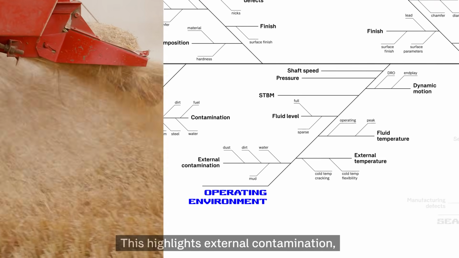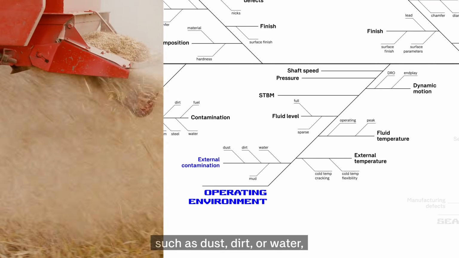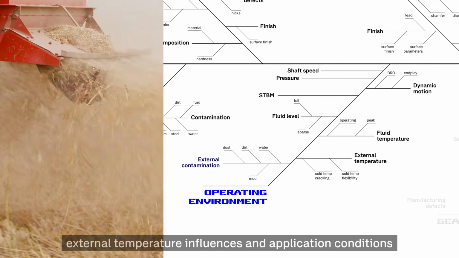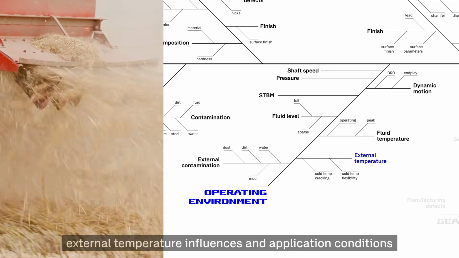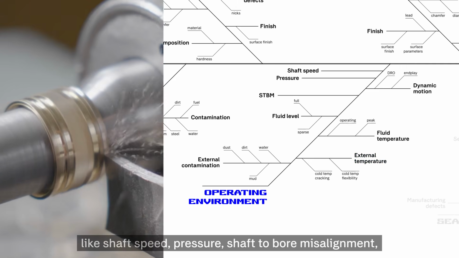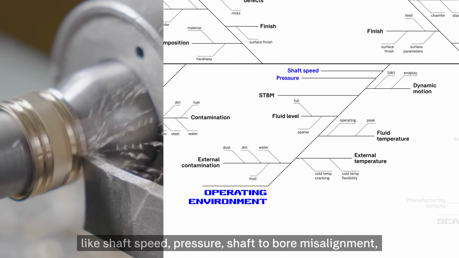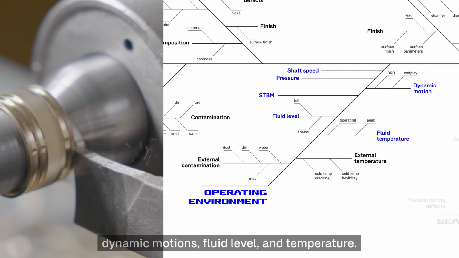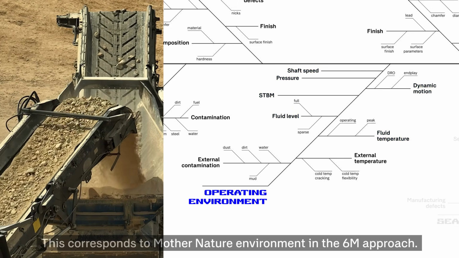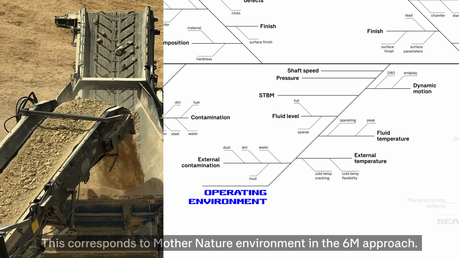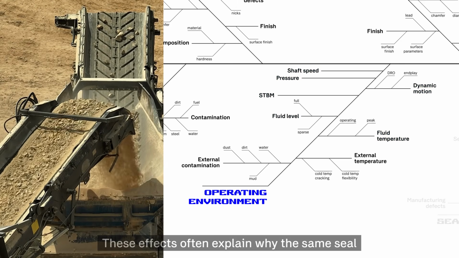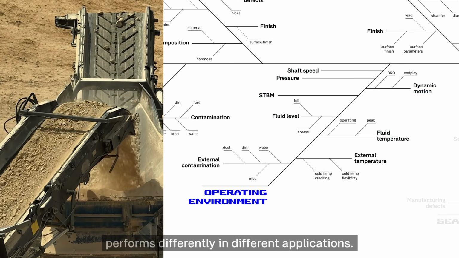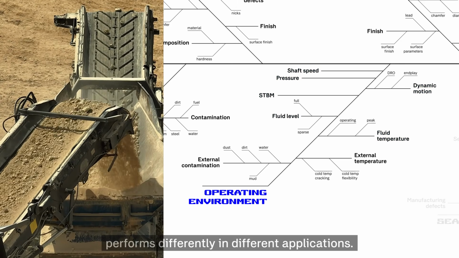This highlights external contamination such as dust, dirt, or water, external temperature influences, and application conditions like shaft speed, pressure, shaft-to-bore misalignment, dynamic motions, fluid level, and temperature. This corresponds to Mother Nature (environment) in the 6M approach. These effects often explain why the same seal performs differently in different applications.